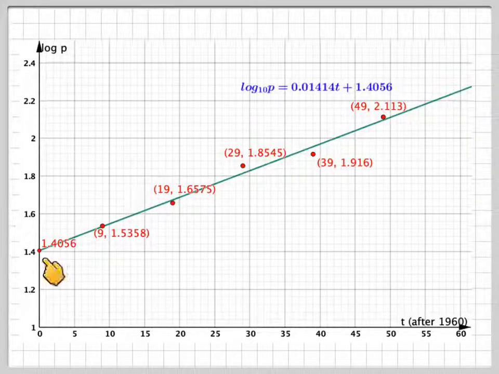Okay, so you can get very easily the value of a, that's log to the base 10 of a. Okay, and then you can very easily find the gradient. The gradient was 0.01414. Okay, using software which is obviously much more accurate.